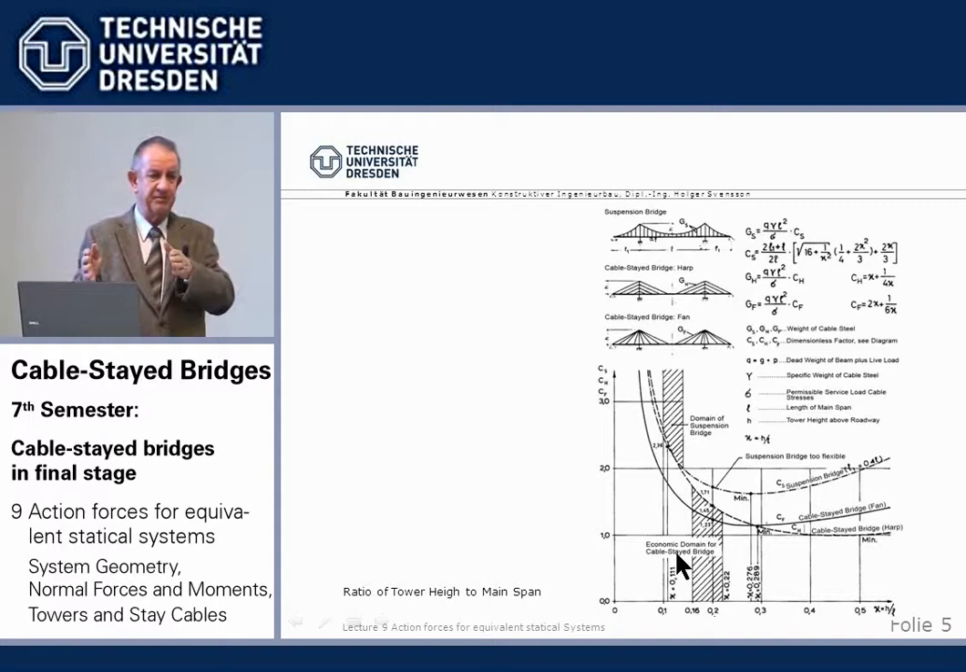Side span to main span, very often roughly 40%. Tower height to main span, about 20% or 1/5. And if you analyze many existing cable-stayed bridges, you will find these ratios.